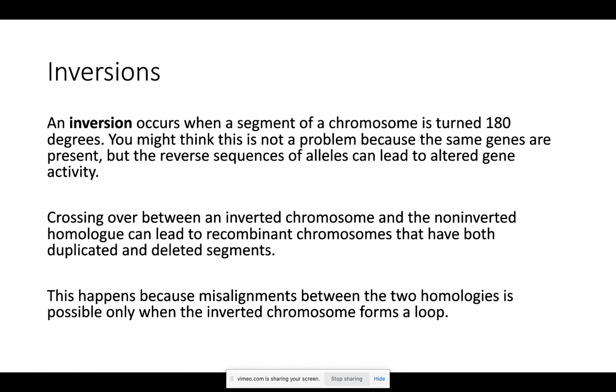An inversion occurs when a segment of a chromosome is turned 180 degrees. Your book makes this distinction, and I think this is very good. If you were to ask someone not in the scientific community if this would be a problem, they would probably answer no. But because you're reversing the sequence of alleles, this can lead to altered gene activity. So crossing over between an inverted chromosome and the non-inverted homolog can lead to recombinant chromosomes that have duplicated and deleted segments.